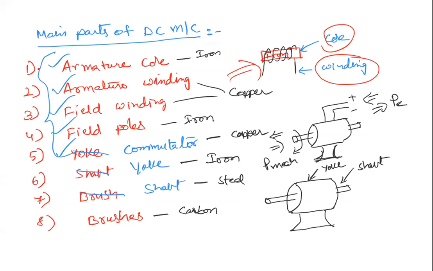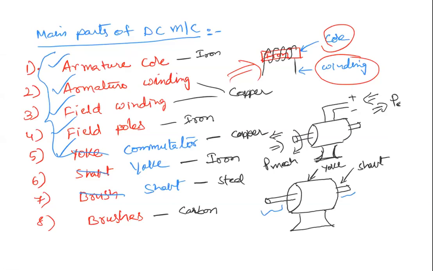At the end I have shown a prolonged shaft here. This is part of the shaft. What is seen outside is of smaller length than what is inside of the yoke. So these are the main parts of the DC machine. Now let us quickly go into the function, or working principle, of these main parts of the DC machine.